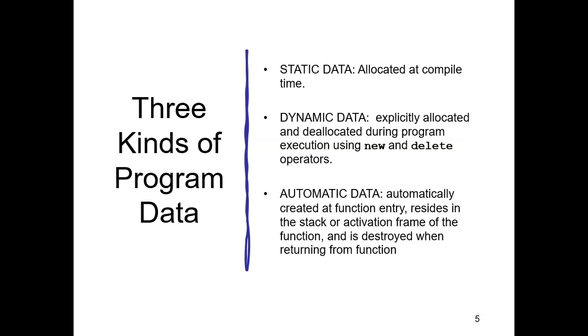And then you have automatic data, जो आपके ऑटोमेटिक वेरिएबल्स हैं. So all of these exist on the stack segment, automatically created at function entry. जो भी आर्गूमेंट्स हैं, लोकल वेरिएबल्स हैं, ये ऑटोमेटिकली क्रिएट होते हैं जब आप किसी फंक्शन की एग्जीक्यूशन स्टार्ट करते हैं. जैसे ही आप उस फंक्शन से बाहर निकलते हैं, वो तमाम वेरिएबल्स आउट ऑफ स्कोप चले जाते हैं and those variables are destroyed.